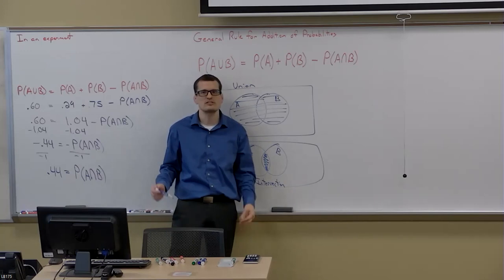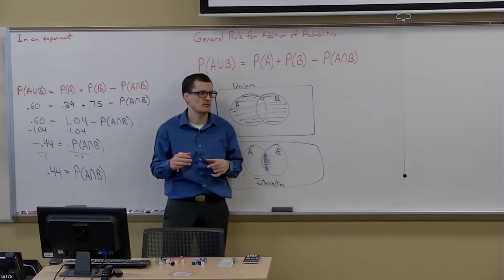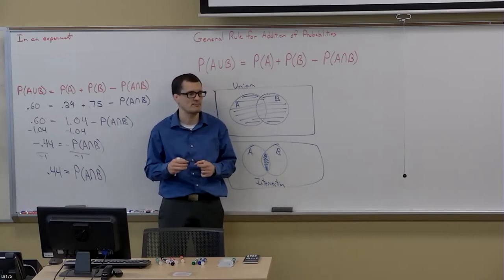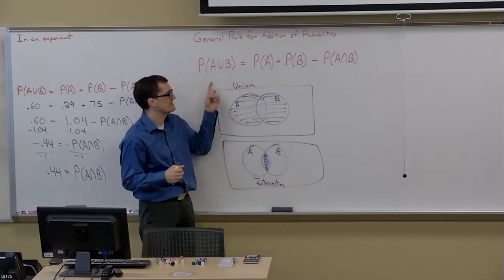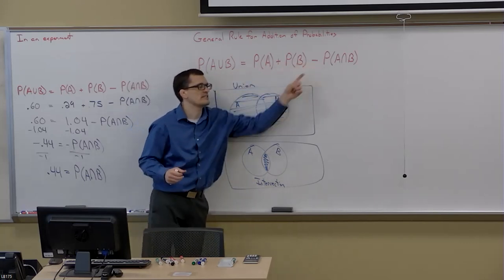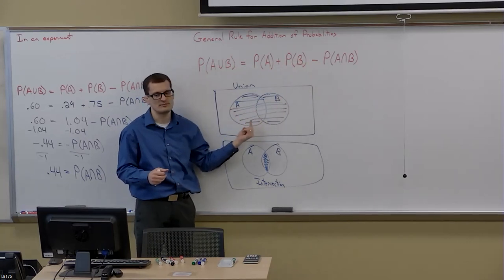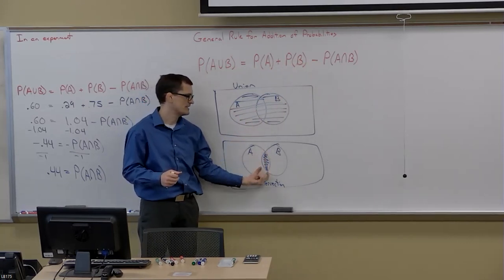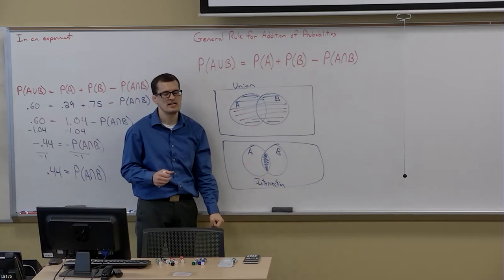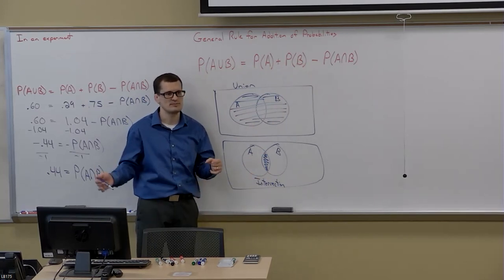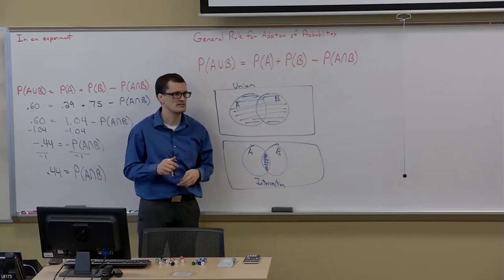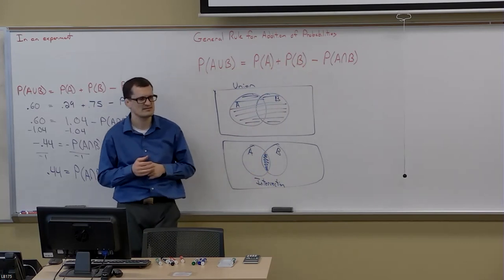But there are certain constraints around what can happen and what can't happen. And the big constraint is that of these four probabilities, the probability of the union is the biggest, and the probability of the intersection is the smallest, and the probability of A and the probability of B, those are the middle ones. Does that make sense? Yeah.